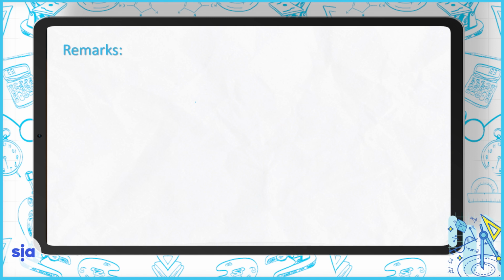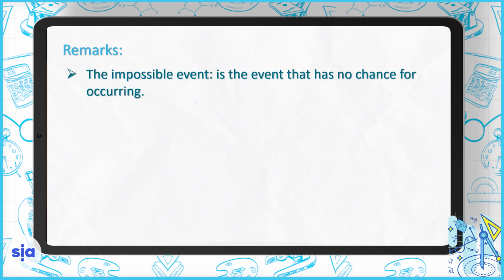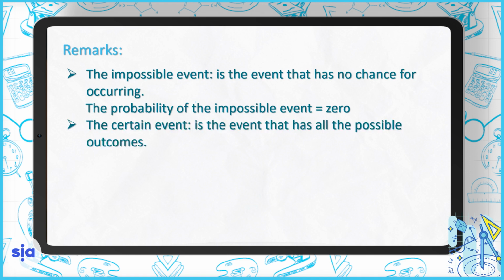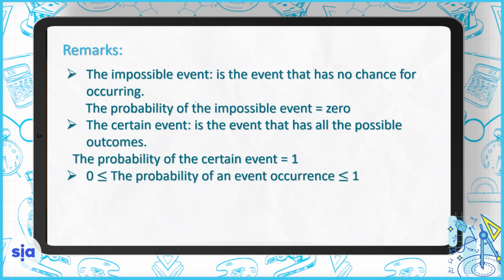Let's see some remarks. The impossible event is the event that has no chance for occurring. The probability of the impossible event is always equal to 0. The certain event is the event that has all the possible outcomes, and the probability of the certain event is equal to 1. Any probability is greater than or equal to 0 and less than or equal to 1. No probability is equal to a number that is greater than 1 or a negative number.